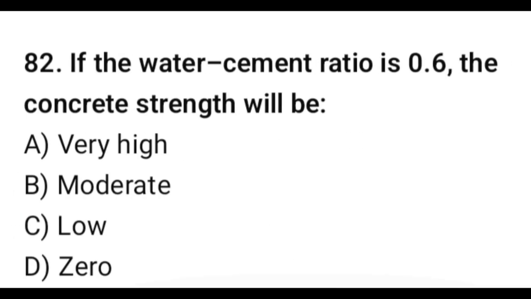Next question. If water cement ratio is 0.6, the concrete strength will be very high, moderate, low, or 0. So the right answer is option number C, low.